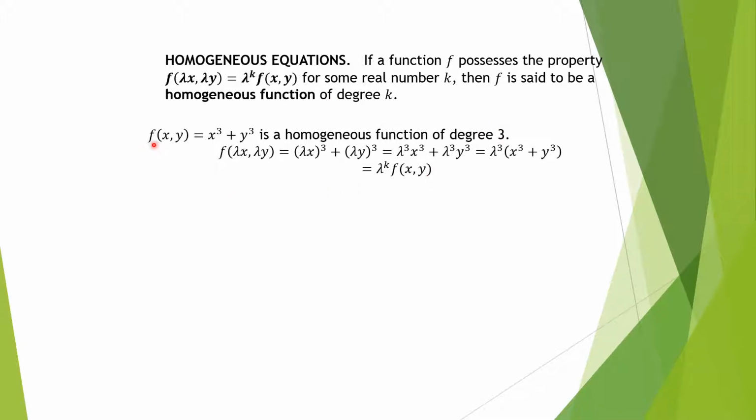Let's have f(x, y) is x cubed plus y cubed. Now let's verify that this is a homogeneous function of degree 3. Put f(λx, λy) is (λx) cubed plus (λy) cubed. This becomes λ cubed x cubed plus λ cubed y cubed, and then you can factor λ cubed times (x cubed plus y cubed). Notice that x cubed plus y cubed is the same as f(x, y). Comparing, the value of k is 3. Therefore, our degree is 3.